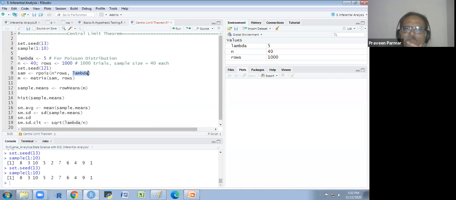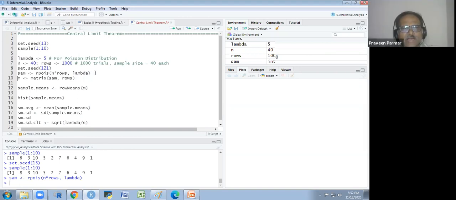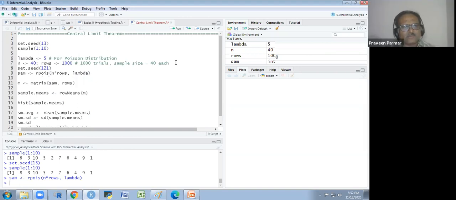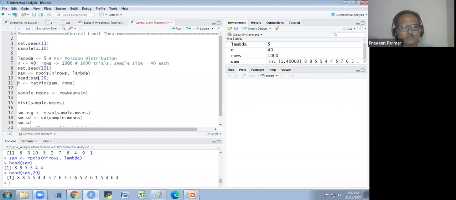Got it? Okay. I will show you the head of this so you could understand it. Head means I will show you the top 6 observations. If I run it, I get the output in this way. I could show you more also. If you want to see the first top 20 observations, I'm showing you. Okay.